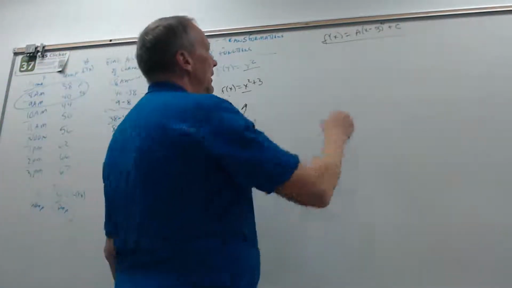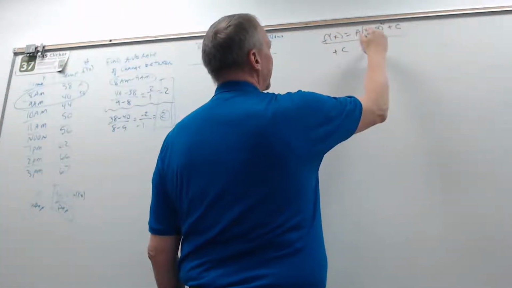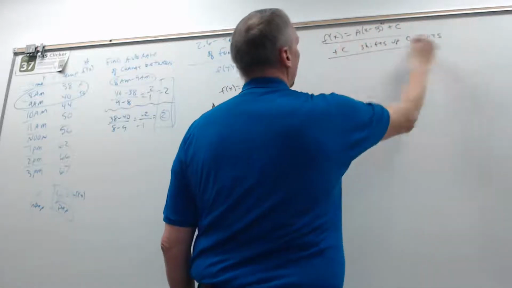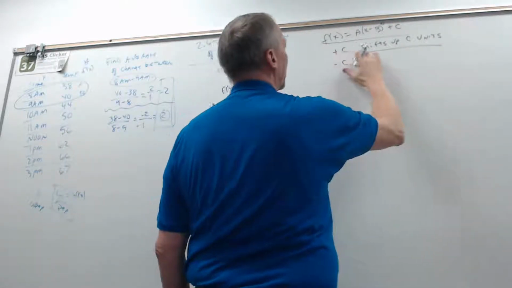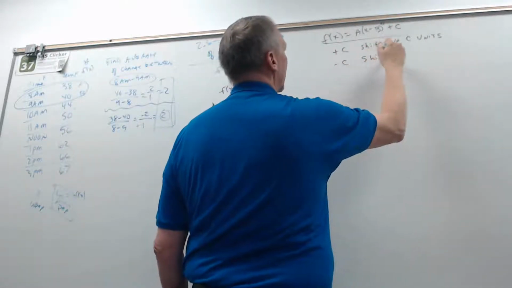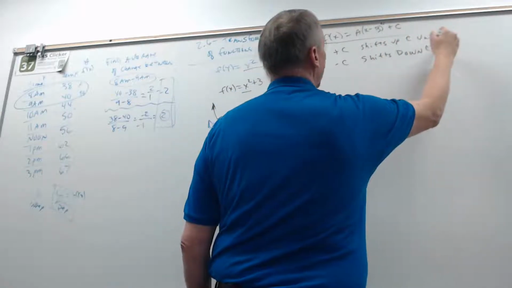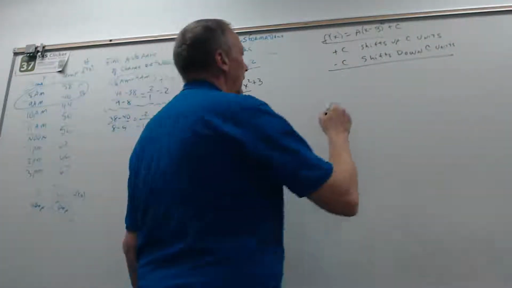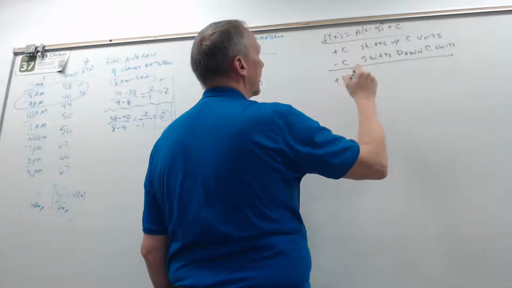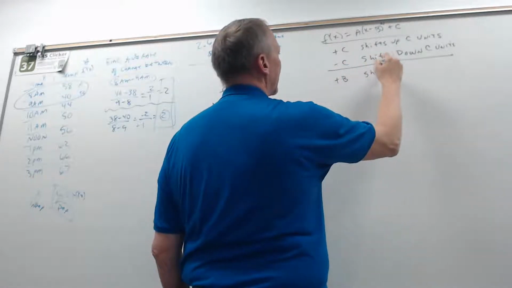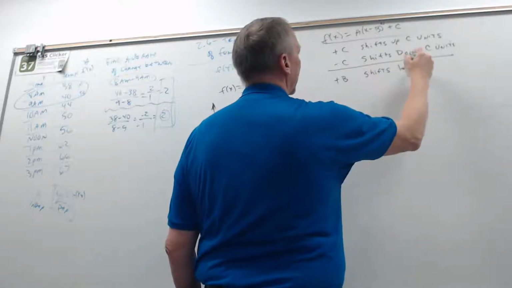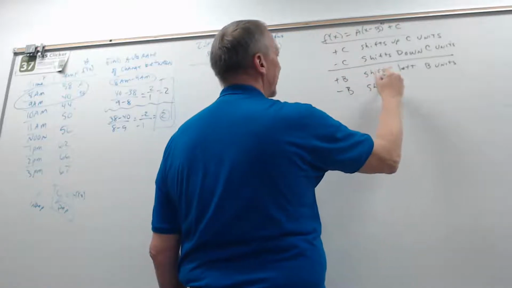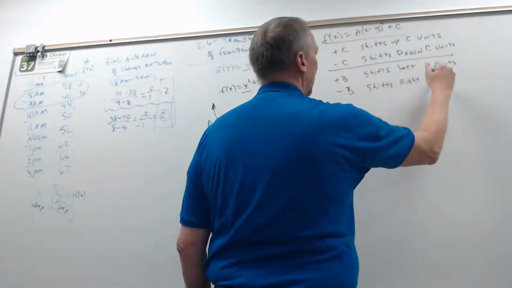But the idea here is if I have a plus c, it shifts it up c units. If I have a minus c, it shifts down c units. If I have a plus b, it shifts left b units. If I have a minus b, it shifts right b units.